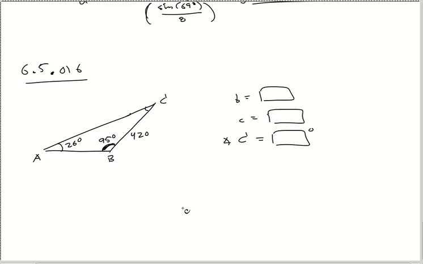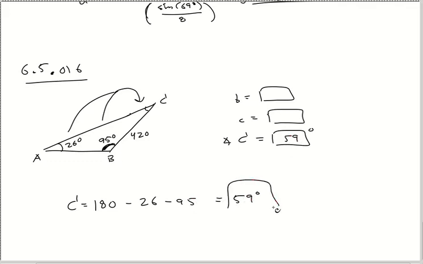Honestly, I'm looking ahead, and I'm seeing that we have 2 angles already. Couldn't I find the third now? Couldn't I use the 180 rule immediately? So my C angle is equal to 180 minus the 26 minus the 95. These are all degrees. And I found it to be 59 degrees. So I'm going to put a 59 in there right now. There's one of my answers.